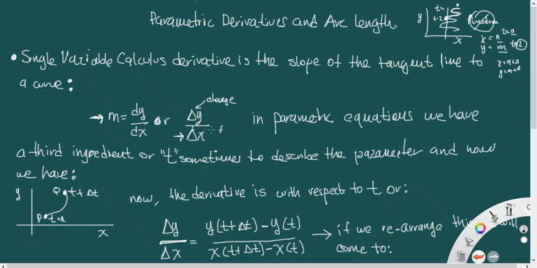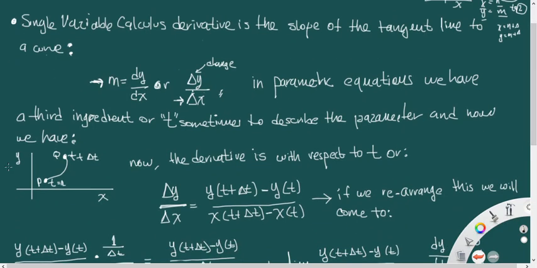But how can we calculate the derivative in parametric equations? In parametric equations, we don't have only x and y. We have a third parameter named t. There, we are adding a third ingredient to this recipe, and now we have this parameter t. And sometimes, maybe most of the times, t will describe the parameter equal to time.